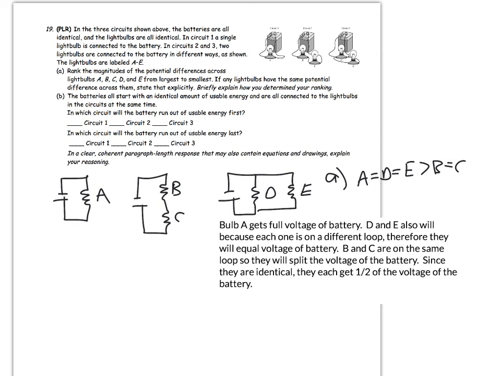For the second part, we want to know in which circuit the battery will run out of usable energy first, and in which circuit the battery will run out of usable energy last. We're going to do a full paragraph explanation, but thinking about this quickly, we want to think about power. Power is the rate at which energy gets used. Power is equal to voltage times current. And so they all have the same voltage, so the one that draws the most current will ultimately run out of usable energy first. That is going to be circuit 3, because it has the lowest resistance. And which one will run out of usable energy last? The one that draws the least current, so that will be circuit 2.